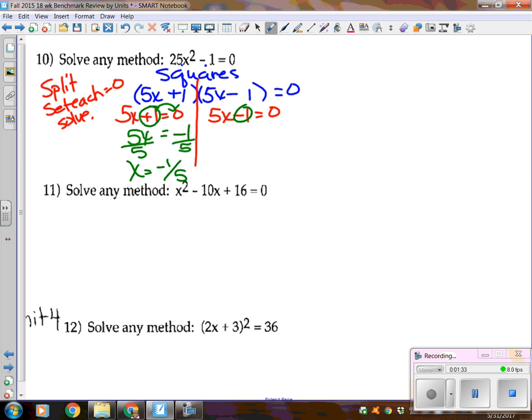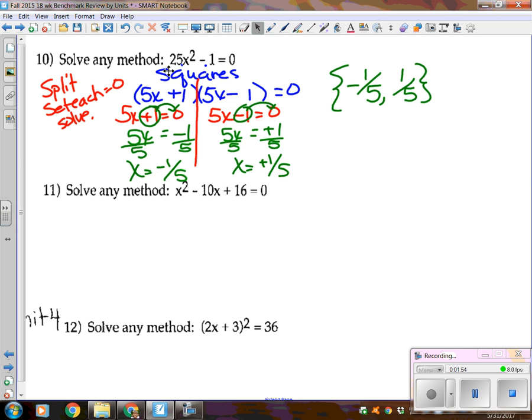The second answer, if I move negative 1 over there, it's going to change to positive 1. Then when I divide by the number in front of x and divide by 5, I get x is equal to positive 1/5. So my answer is the solution set of negative 1/5 and positive 1/5. That would be the two numbers that I'm looking for.